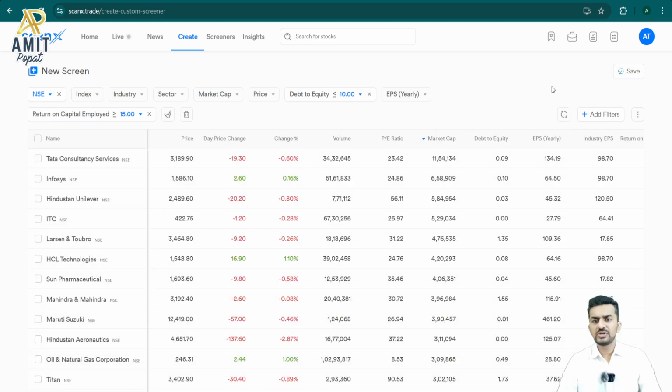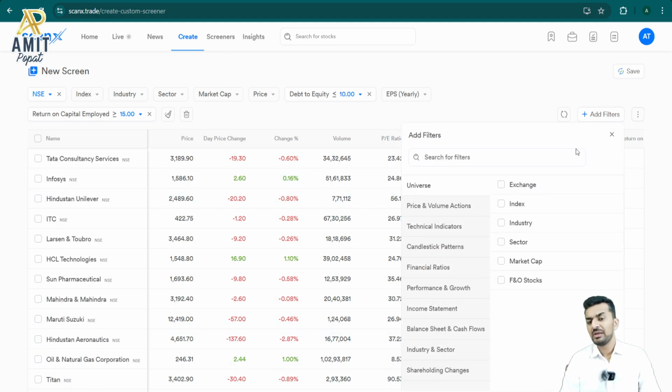Okay, so here if I apply the screener, the number of companies coming into my list is getting reduced. Now, these are the two conditions: debt to equity ratio less than 10%, return on capital employed greater than 15%. What else do you want?